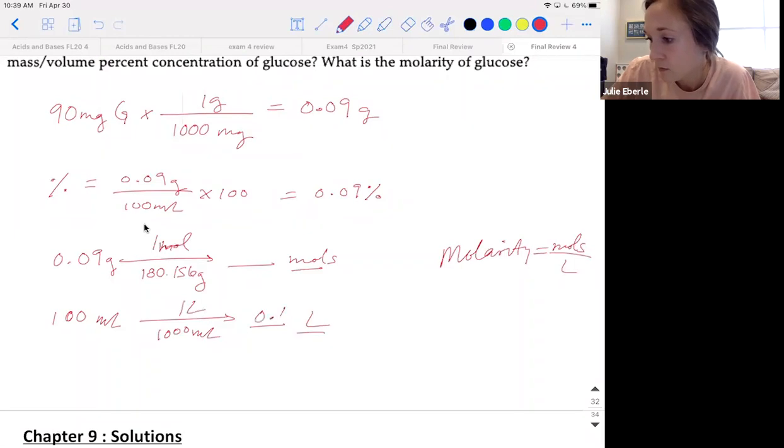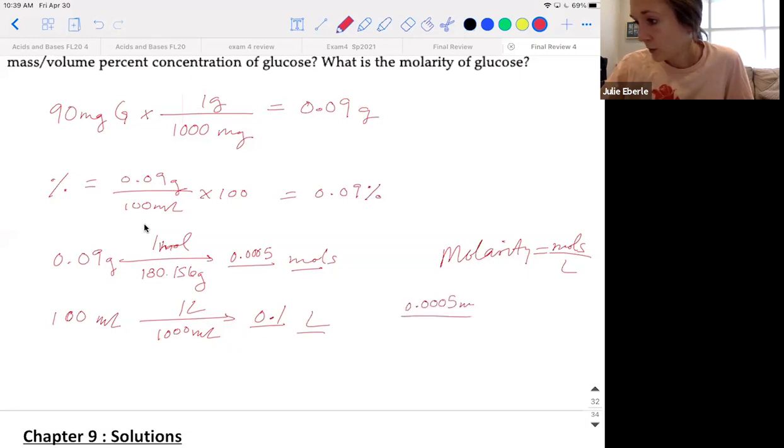So I get 0.1 liters and I get 0.0005 moles. So my molarity, when I do 0.0005 moles divided by 0.1 liters, it should be 0.005 molar.